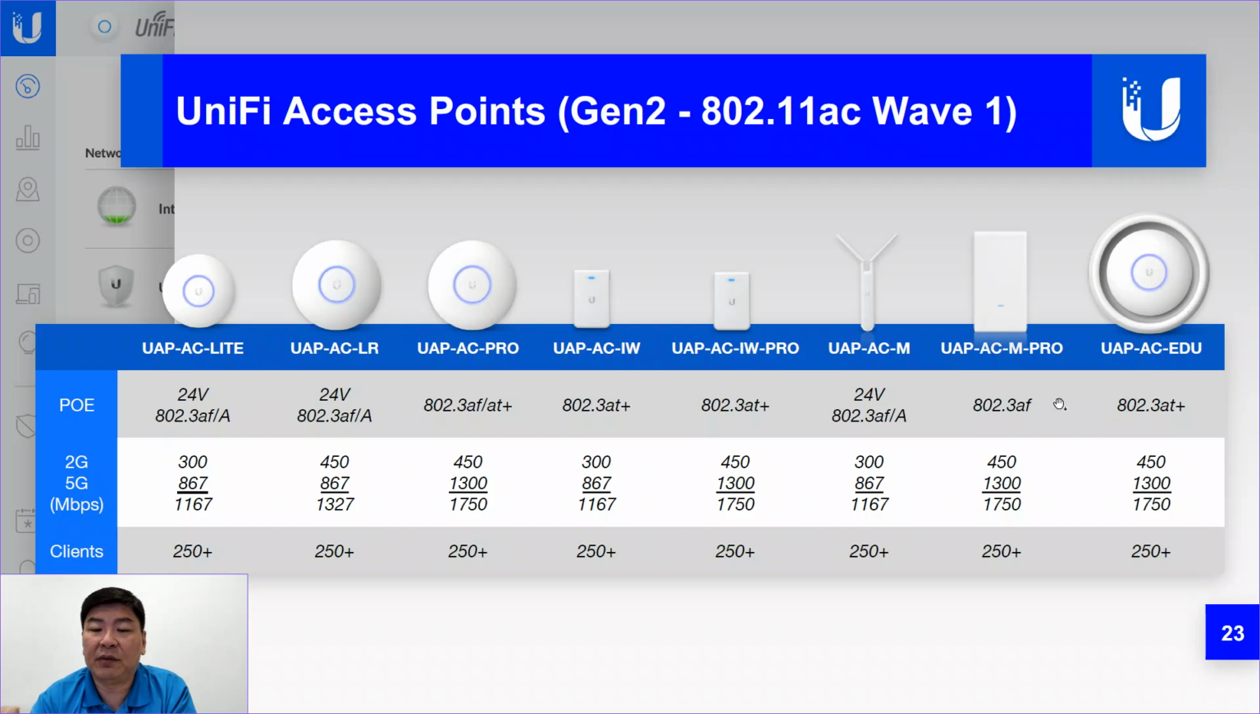So this concludes my first presentation on the UniFi access points, but these are the Wave 1 technology. These are the single user MIMO, SU-MIMO.